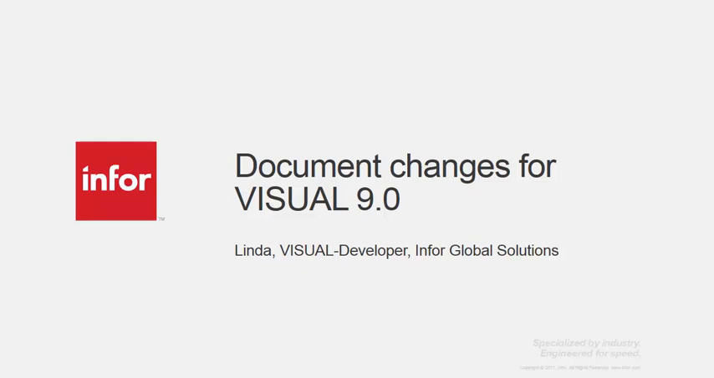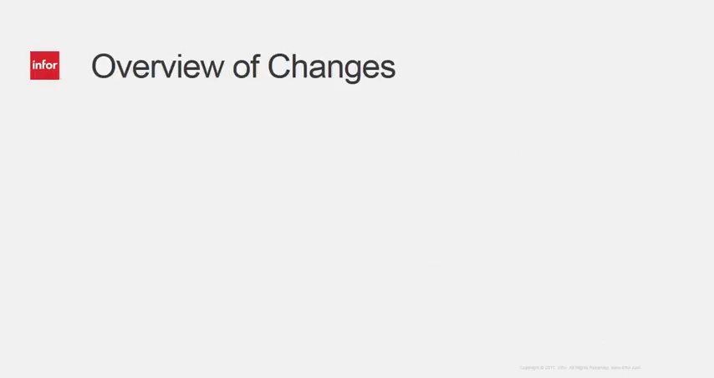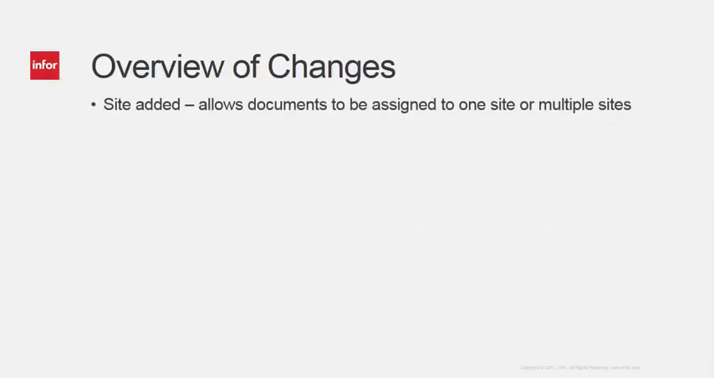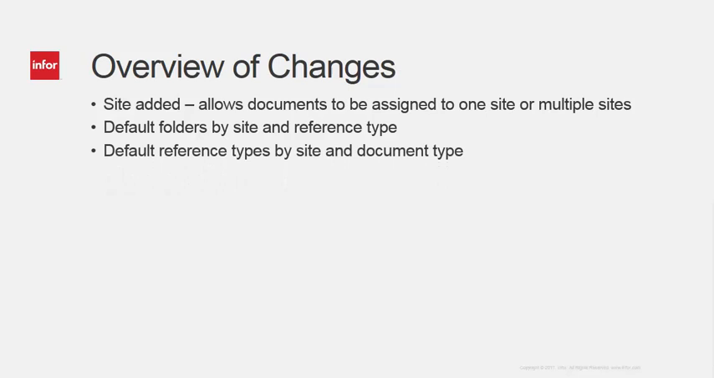I'd like to talk to you about the document changes made in version 9.0. Document maintenance has been changed to provide better management of file attachments within Visual by site and document type. Site has been added to the document structure to allow more flexibility when creating documents. Default document folders and reference types may also be defined, and several enhancements have been added to the drag-and-drop process.